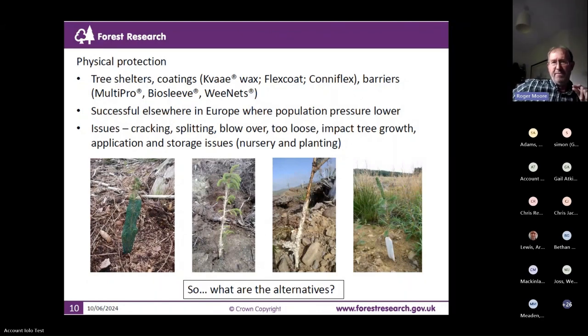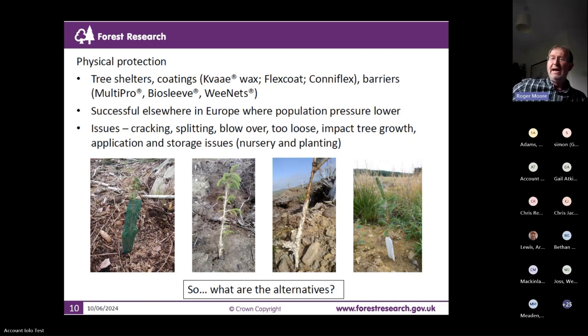Something else that we may be familiar with to some degree in terms of plant protection from hylobius is using physical protection. And what I mean by that is using tree shelters of some kind, like Multi-Pro sleeves, Bio sleeves, and wee nets, and also coatings, things like Cover-Up wax, Flexcoat, and Coniflex. And once again, like the insecticides, they're not really controlling the population. It's just plant protection, stopping the insect getting to the tree to feed on it, cause damage, and kill them. That tends to be more successful elsewhere in Europe, where population pressure is lower. But the trials that I did here showed that they did reduce damage, but not to the same degree as insecticides.